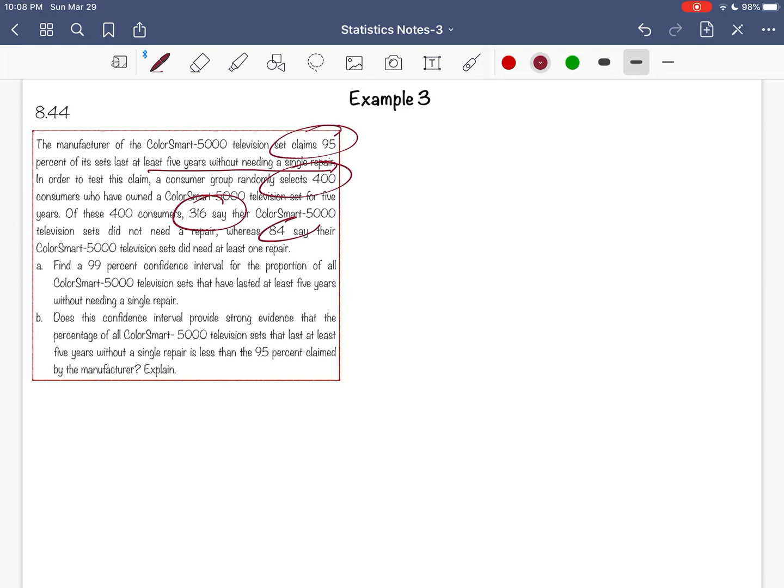whereas 85 said they did. So those are the details of this particular problem. So the first part says find a 99% confidence interval for all color television sets that have lasted for 5 years. So in this particular case, we're looking to create a confidence interval around a proportion.